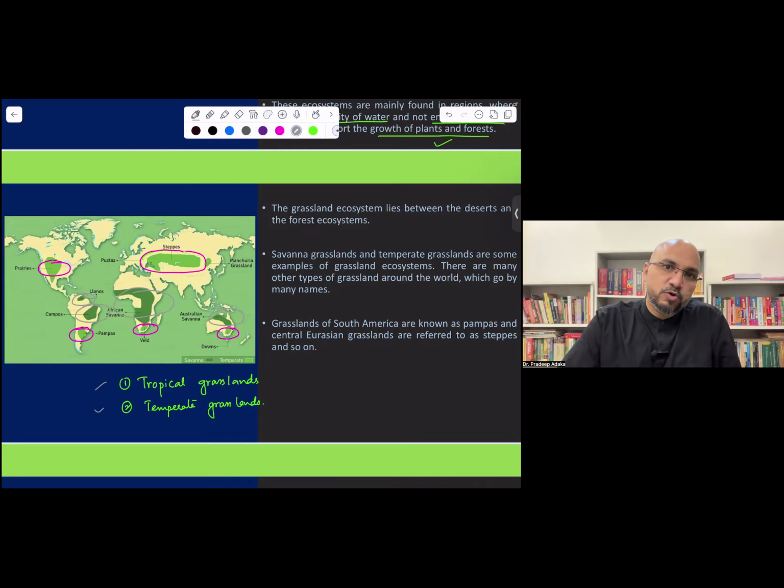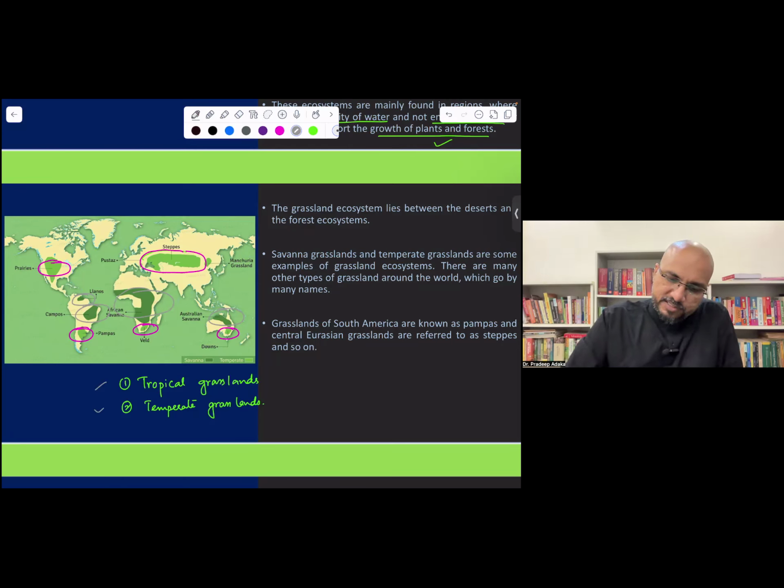Temperate grasslands are known by different names in different parts of the world. So they are called prairies in North America. They are called steppes in Eurasia, right? Veld in South Africa, pampas in South America. So they are known by different names. Savanna is the tropical grassland of Africa.